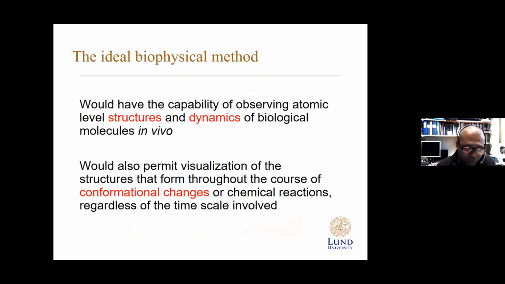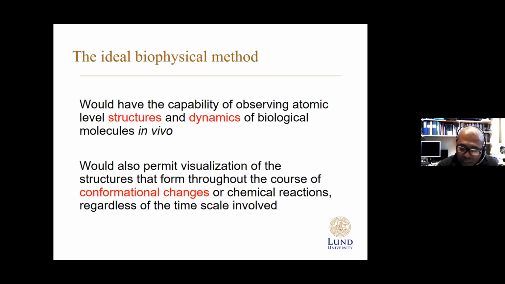But first, we have to define what we need in terms of biophysical method. And after some thinking, one could sit down and write this as an ideal biophysical method. It would have the capability of observing atomic level structures and dynamics of biological molecules in vivo. And it will also permit the visualization of the structures that form throughout the course of conformational changes or chemical reaction, regardless of the time scale involved. So there is a lot of constraints in that.